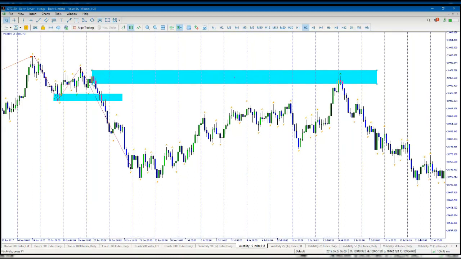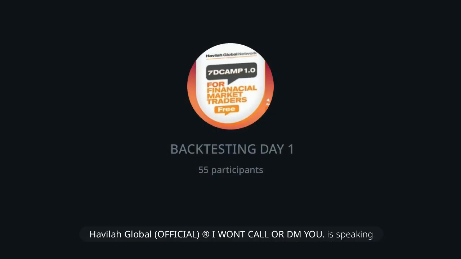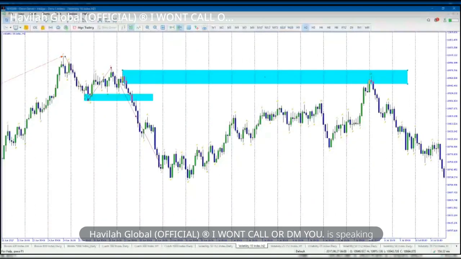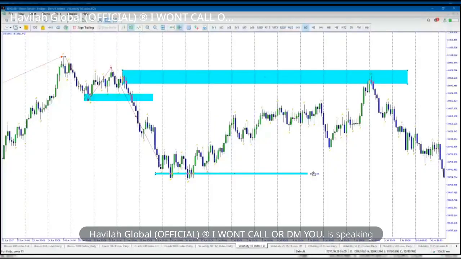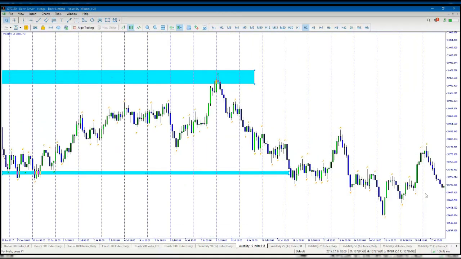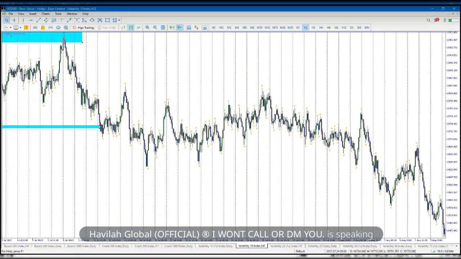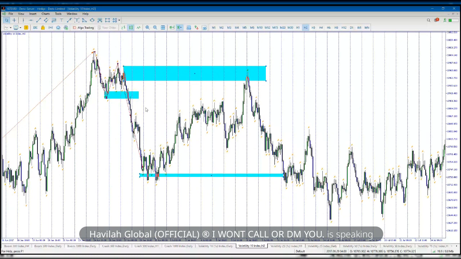So you mark your POI and then see what happened. Price came here to tap it and went down. So let's say you mark your point of interest here, and then you make this place your take profit. See what happened here, guys. It's easy to mark your take profit and point of interest because market has played itself out already.